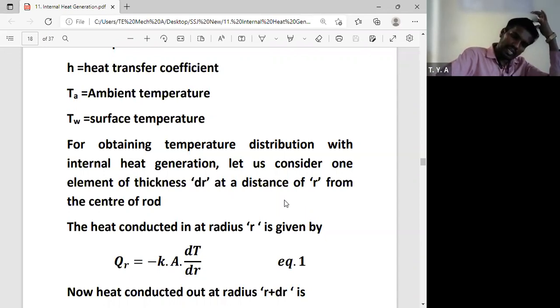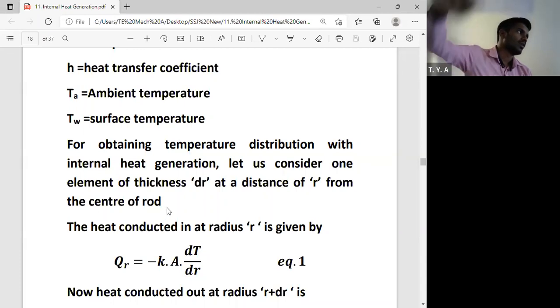With internal heat generation, let us consider one element of thickness dr at a distance of r from the center of rod. So we are considering one small element of that rod.